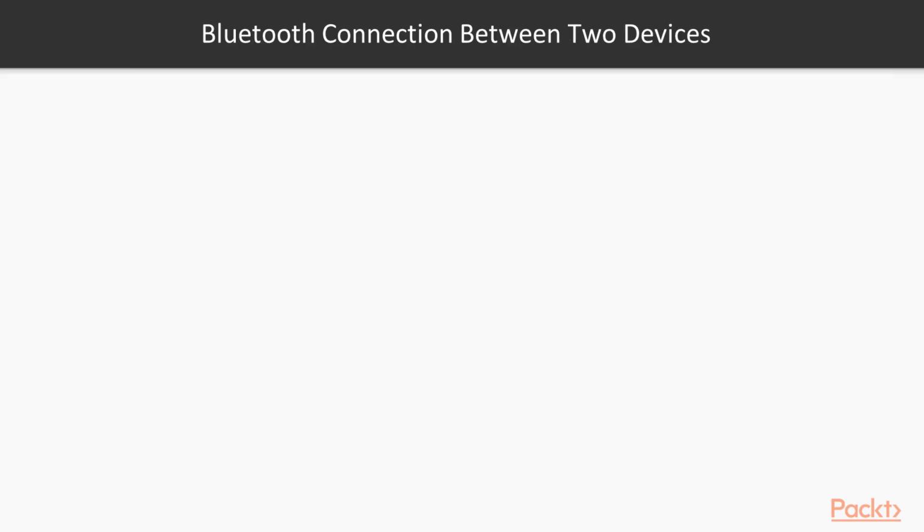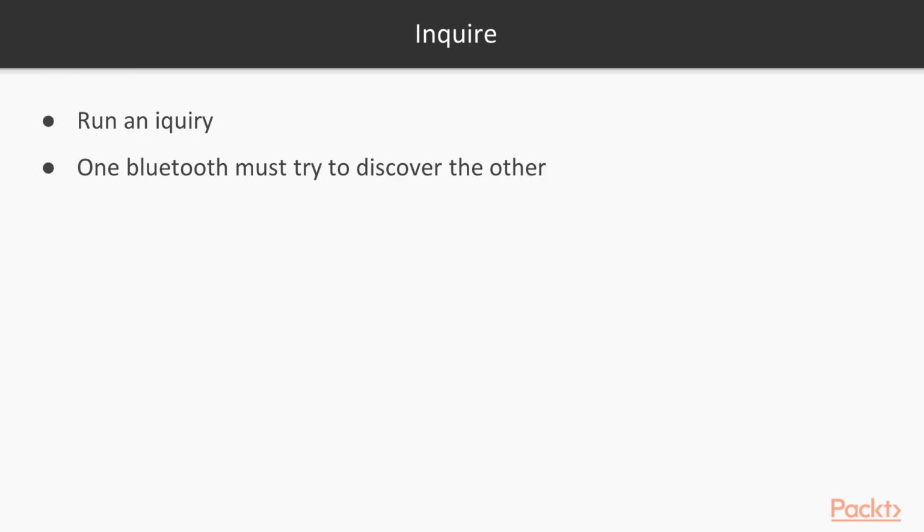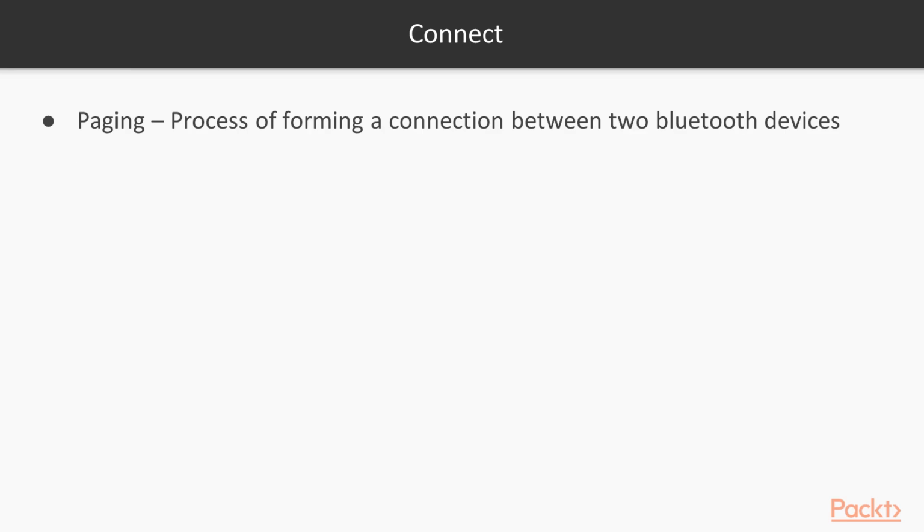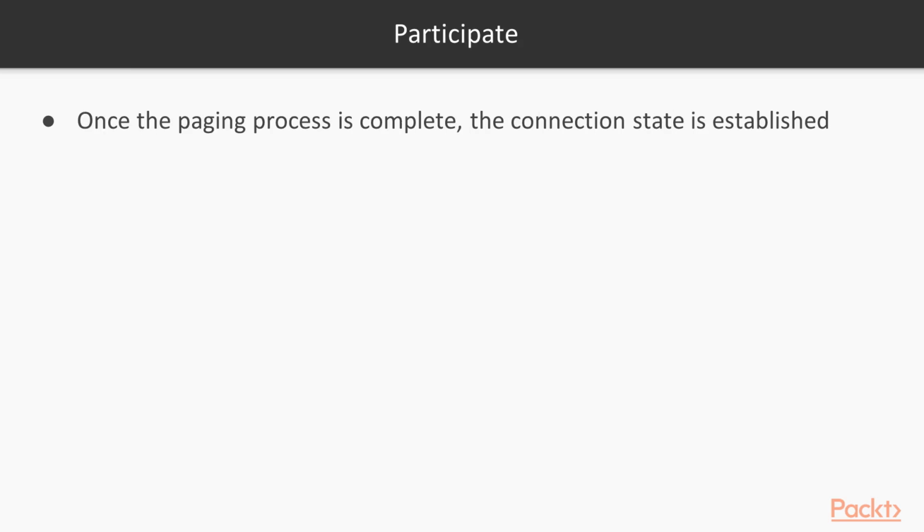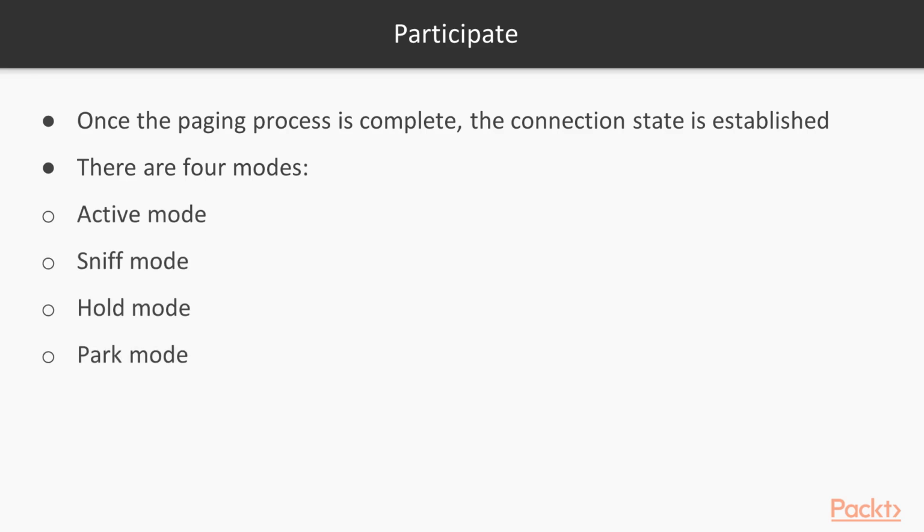Creating a Bluetooth connection between two devices is a very simple three-step process, as we explained before: inquire, connect, participate. If two Bluetooth devices know absolutely nothing about each other, one must run an inquiry and try to discover the other. That is step 1. Step 2, connect, is a process called paging, the process of forming a connection between two Bluetooth devices. And finally, it is participate. After the connection or the paging process is complete, the connection state is established, and it has 4 different modes: the active mode, sniff mode, hold mode, and park mode.